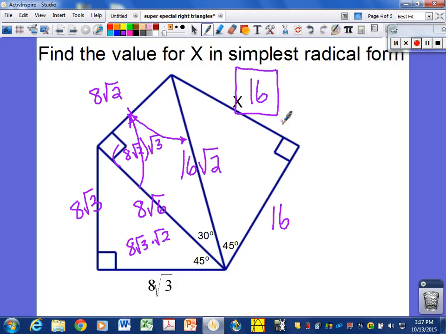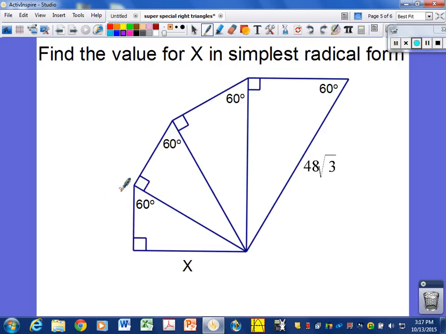Super special right triangles. Which side is which for each specific one? Okay, this is the hypotenuse of a 30-60. It's also the hypotenuse of a 45-45. Okay, this is the hypotenuse of a 45-45. It's also the long leg of a 30-60-90, which is what makes these so much fun. Okay, 48 roots of 3 is the hypotenuse of a 30-60-90. We want to come all the way around and find out what the long leg is here.